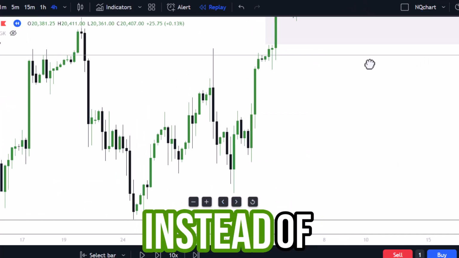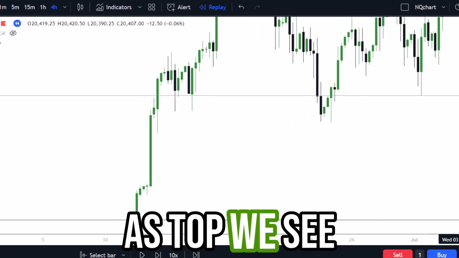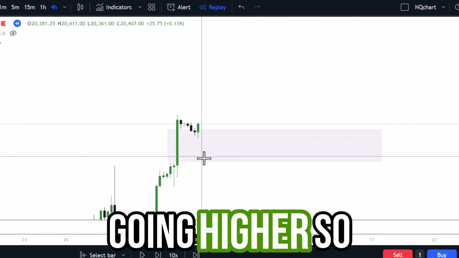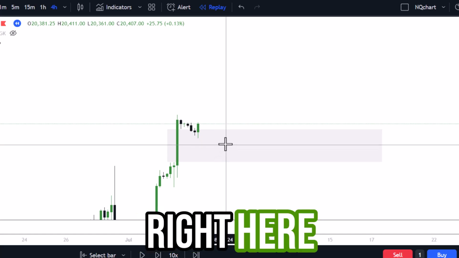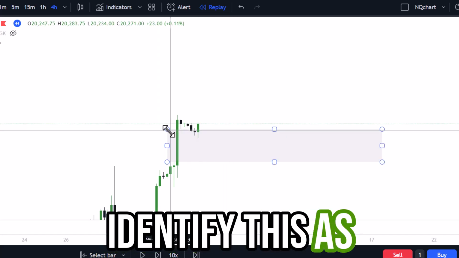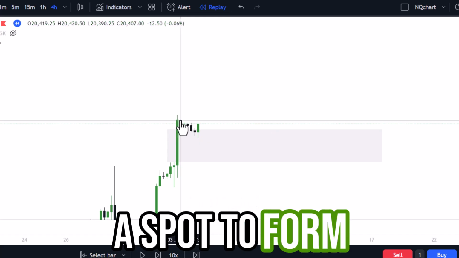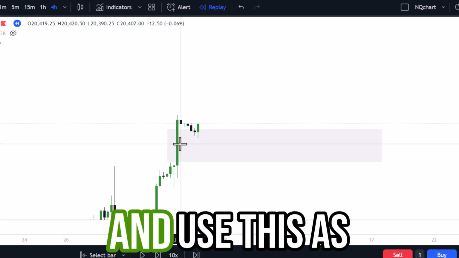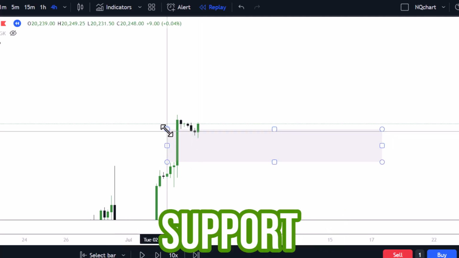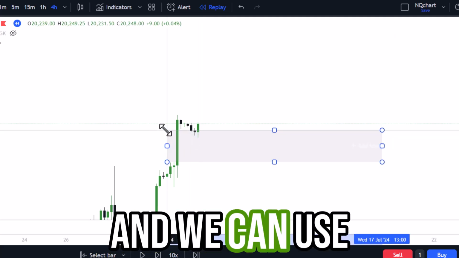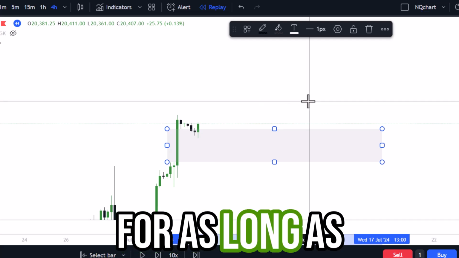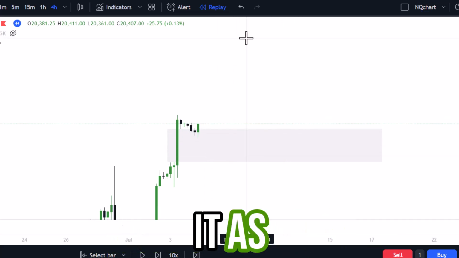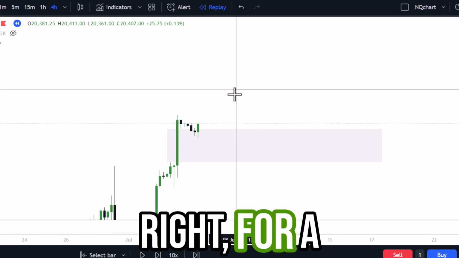Now, instead of looking at that as a top, we see that the trend overall is that we are going higher. So we're not picking a top right here. We're going to identify this as a spot to form a continuation. So we could trade for a continuation and use this as support. And we can use this as support for as long as it applies, right? We take a trade, we use it as continuation for a long.